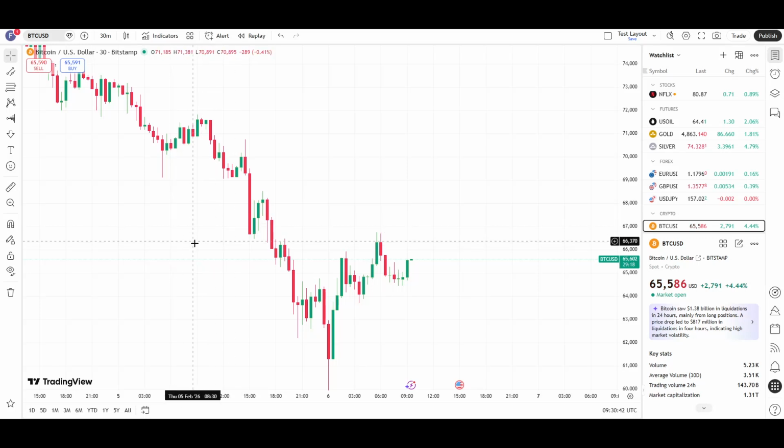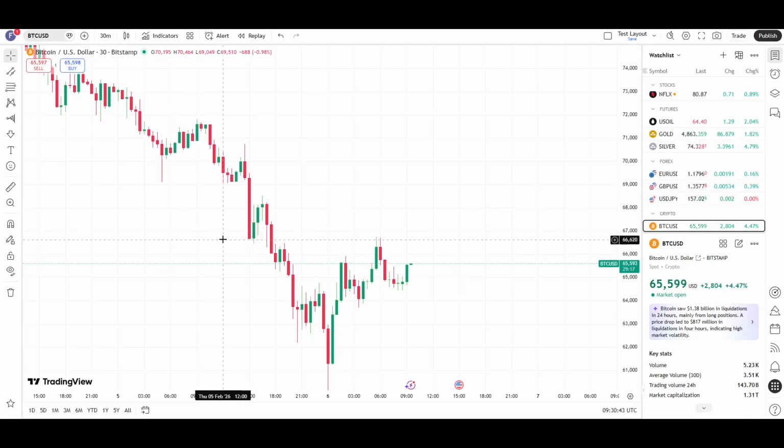In today's video, I'm going to teach you how to see volume in TradingView. If you're new to charting or just want a quick refresher, this will take only a moment and give you a clearer picture of market activity. Start by opening your chart in TradingView.